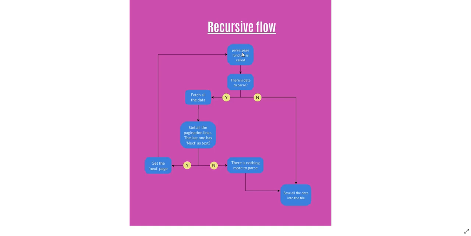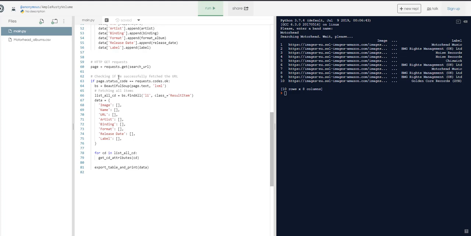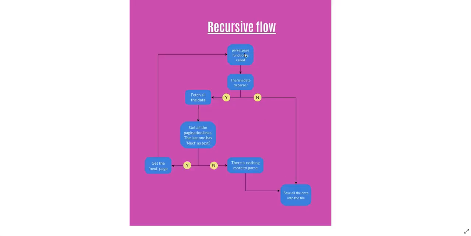We are going to create a parse page function that is going to do this functionality. It's going to parse a URL and grab all the album information, only 10 items. It's going to parse those first 10 elements. It's going to check if there is any data to parse. If yes, it's going to fetch all data using getCD attributes. Then it's going to get all the pagination links.